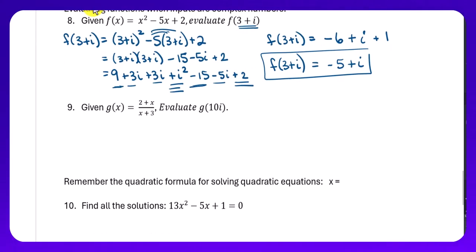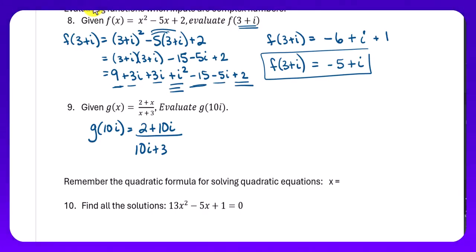Next, evaluate this one, g of 10i. So that means, how it's a plus bi, that you have 10i there, and the a part, or the real part, is 0. Okay, I don't have to put the 0. Just know that that's what that means there. So if I'm going to do g of 10i, this will be 2 plus 10i over 10i plus 3.